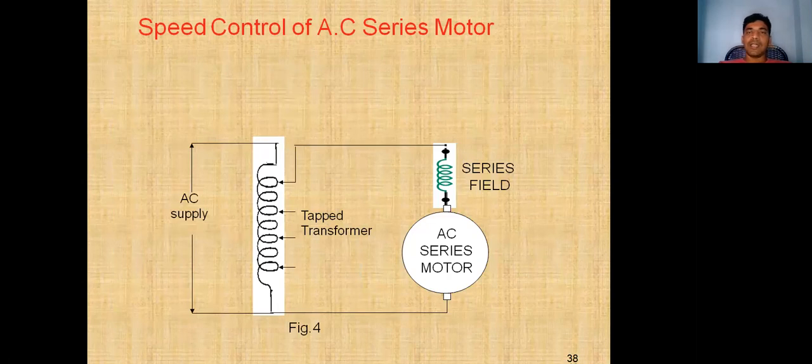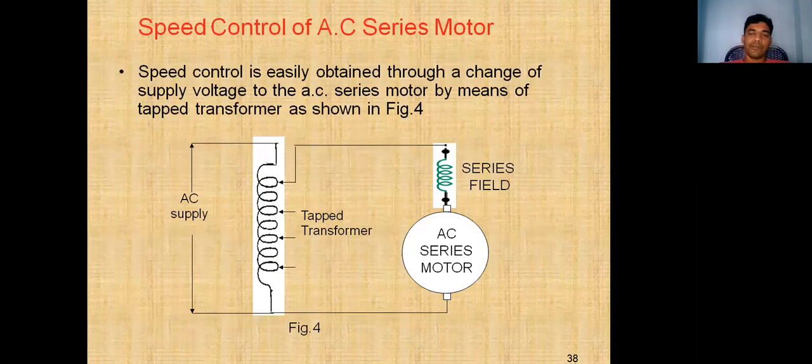Speed control of AC series motor. Here is the tapped transformer and the series field of the AC series motor. Speed control is easily obtained through a change of supply voltage to the AC series motor by means of a tapped transformer, as shown in the figure.